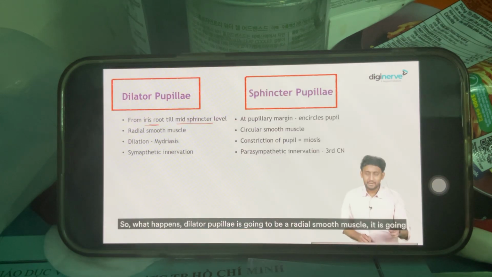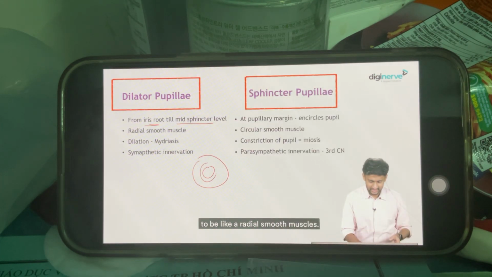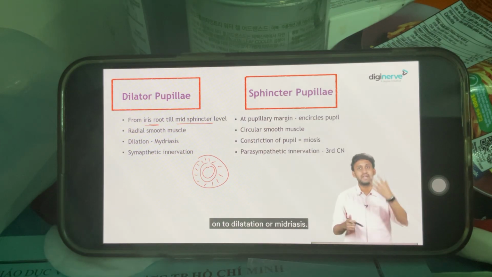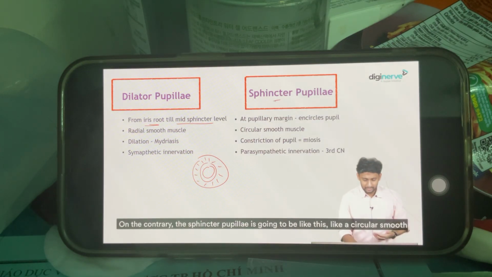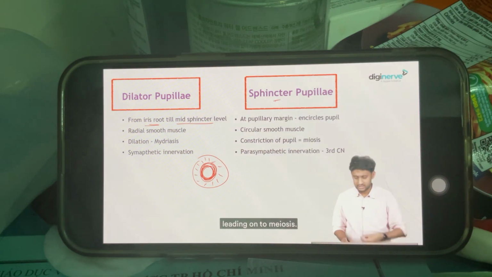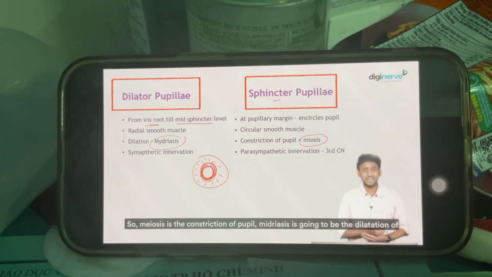So what happens? Dilator pupillae is going to be a radial smooth muscle. So when they contract, they're going to stretch the pupil, leading to dilatation or mydriasis. On the contrary, the sphincter pupillae is going to be like a circular smooth muscle. So when they constrict like a sphincter, like an anal sphincter, they're going to lead on to miosis. So miosis is the constriction of pupil, mydriasis is going to be the dilatation of pupil.